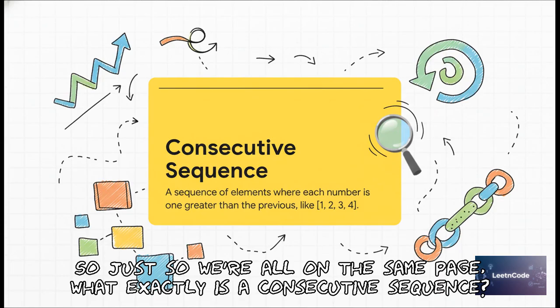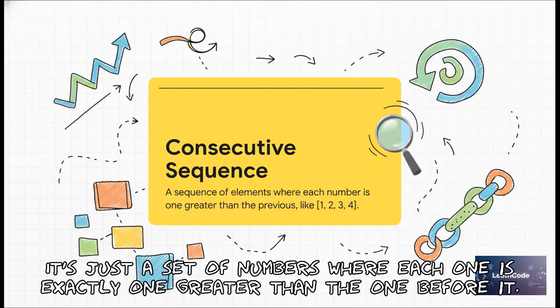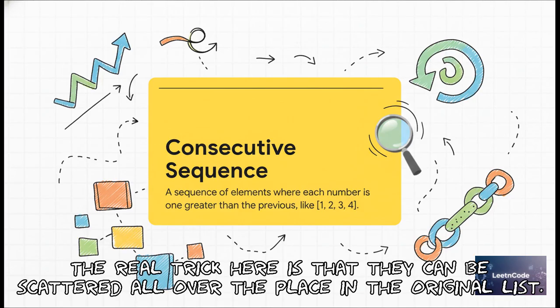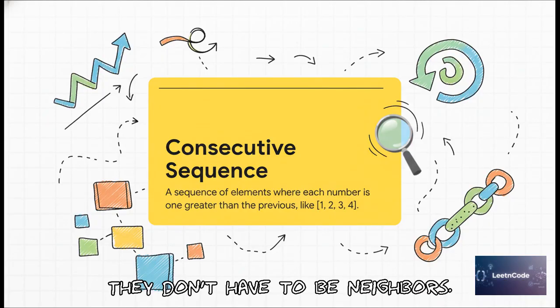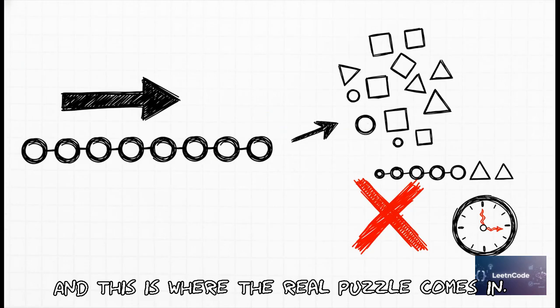So just so we're all on the same page, what exactly is a consecutive sequence? It's just a set of numbers where each one is exactly one greater than the one before it. The real trick here is that they can be scattered all over the place in the original list. They don't have to be neighbors. And this is where the real puzzle comes in.